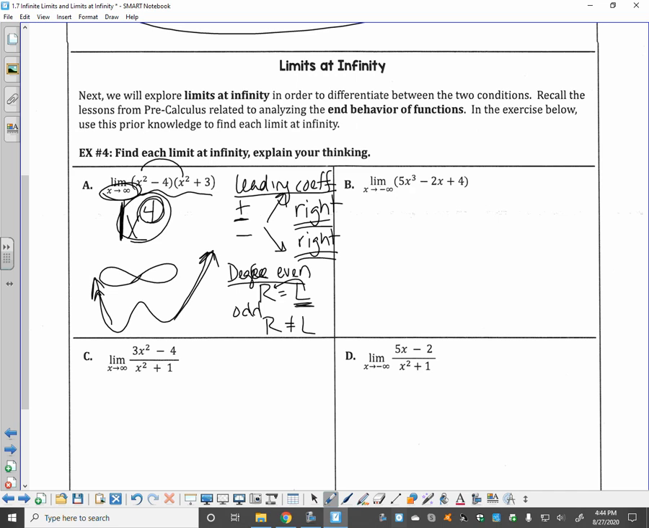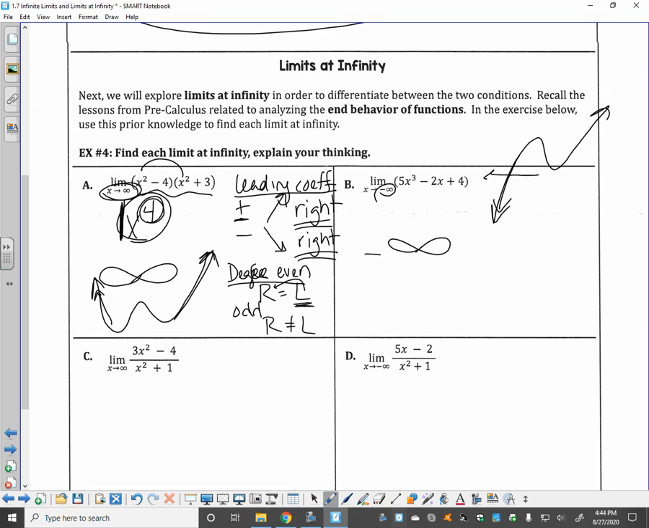Okay? So for B, we're switching it up. I'm now an odd function, which you know is cubic. Think about that. I'm headed to negative infinity. Well, guys, just based on knowing what that graph is, you know that as you head towards negative infinity, that sucker's headed south to negative infinity.